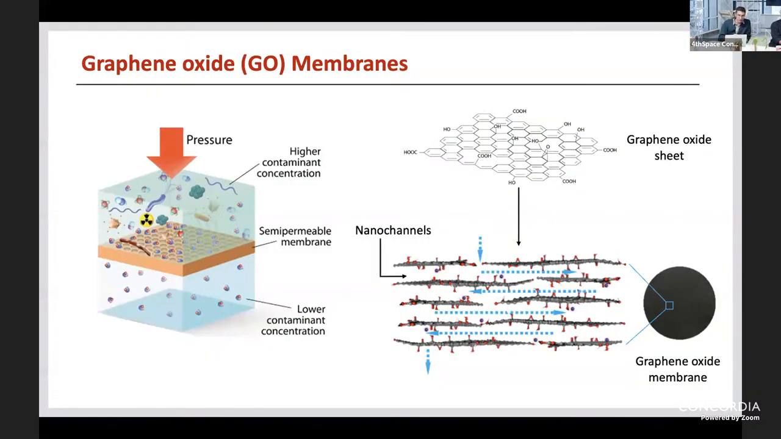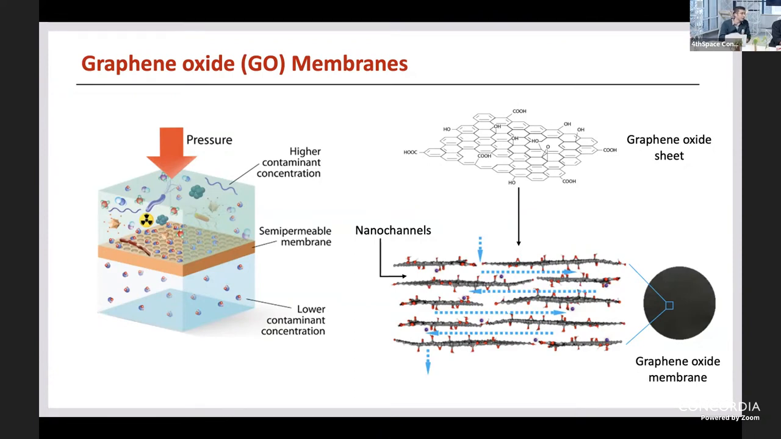In my PhD project, I'm focused on making responsive membranes based on graphene oxide. Membranes, as you may know, are porous structures, porous materials that could be simply viewed as filters that act as semi-permeable barriers, allowing the passage of specific molecules while blocking the other molecules.